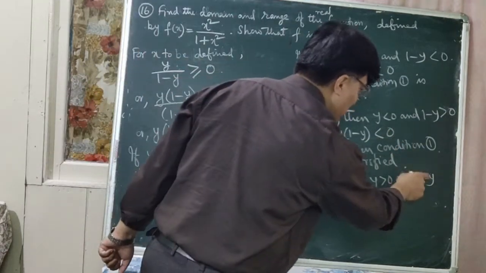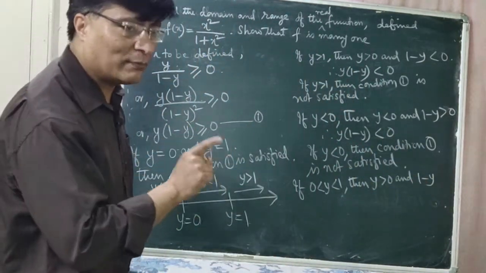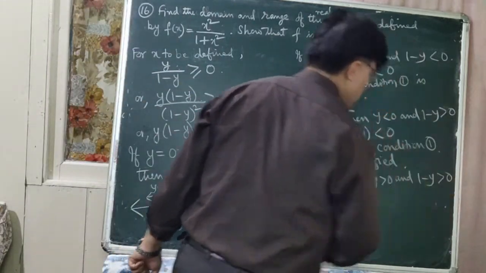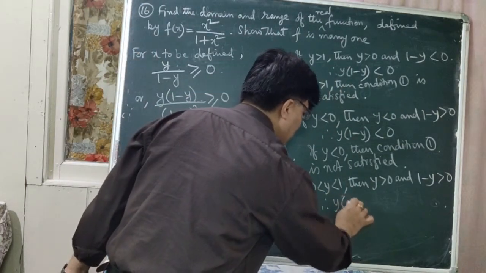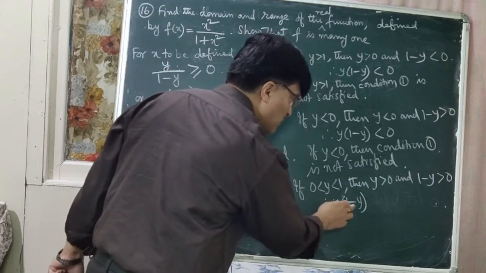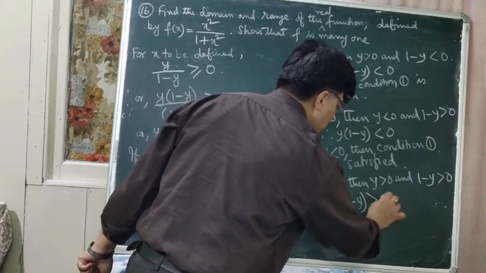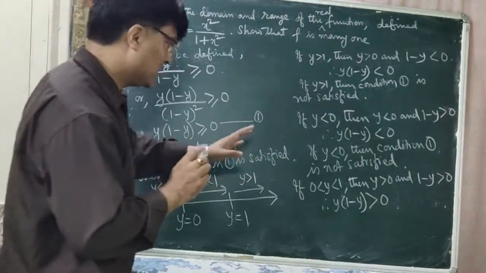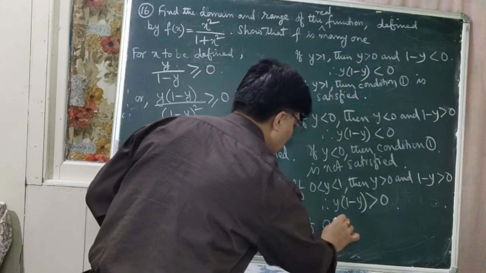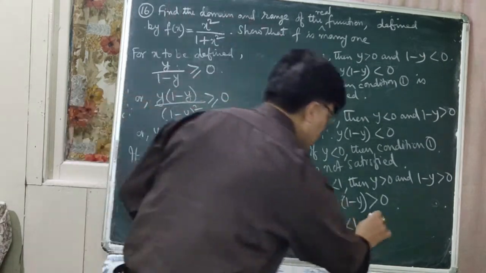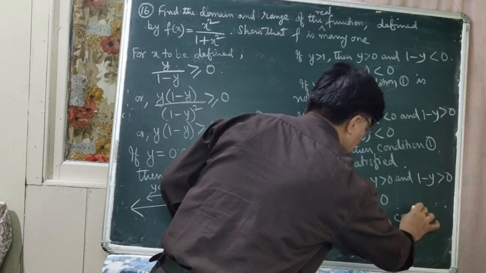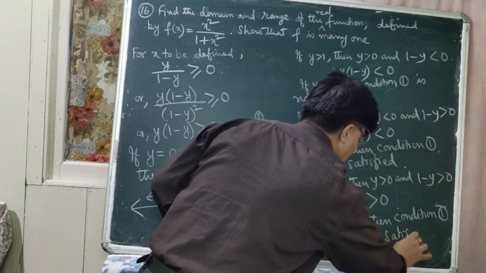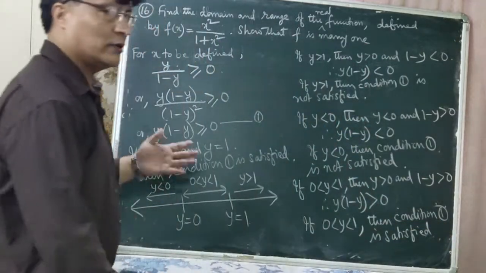So you can check it here by putting y equal to 0.5. So what is 1 minus 0.5? Is it positive or negative? It is positive, so it is greater than 0. Okay, so therefore y into 1 minus y: this is positive, this is also positive. Positive into positive is positive, that is greater than 0. Is condition 1 satisfied here? Yes, condition 1 is satisfied. So if 0 is less than y less than 1, then condition 1 is satisfied. So I think you have understood it.